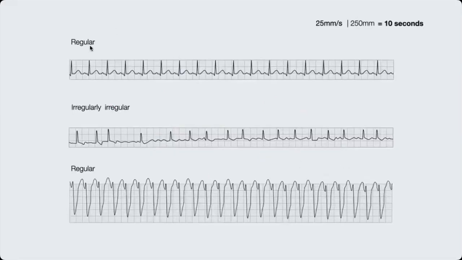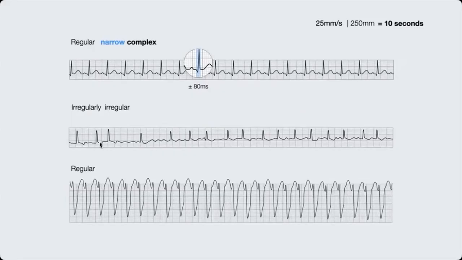Okay, so here we're analyzing rhythms, right? Remember? And we've already commented on the regularity. And now we want to comment on the width of the QRS complexes. So in this first example, the QRS complex measures about 2 small blocks. And so we say it's 80 milliseconds and it's less than 120. So it's a narrow complex.